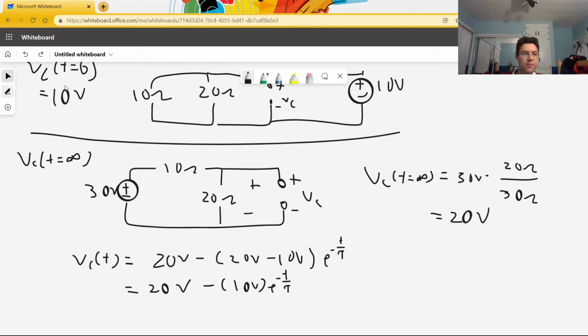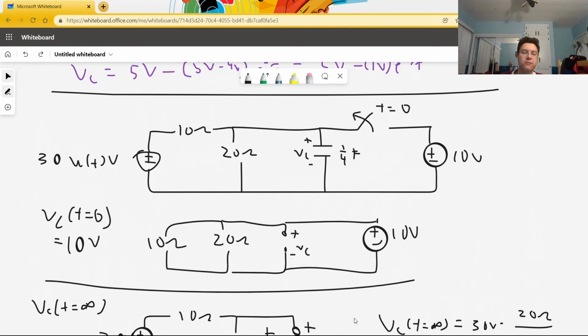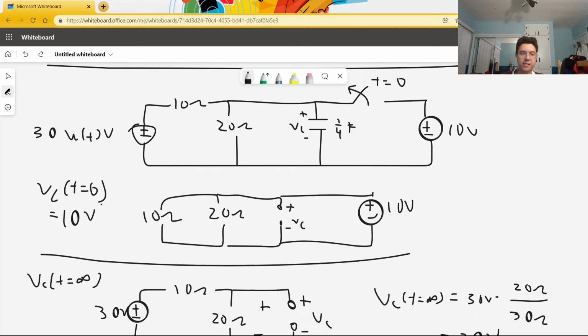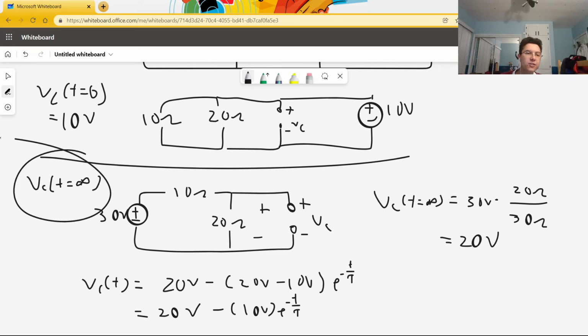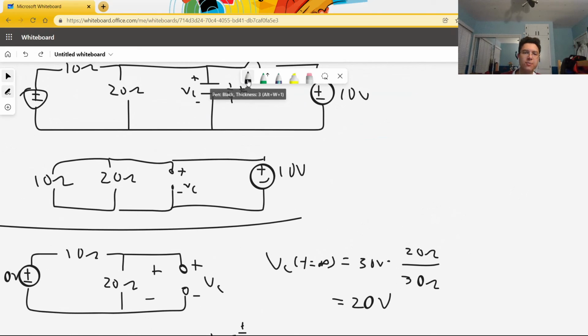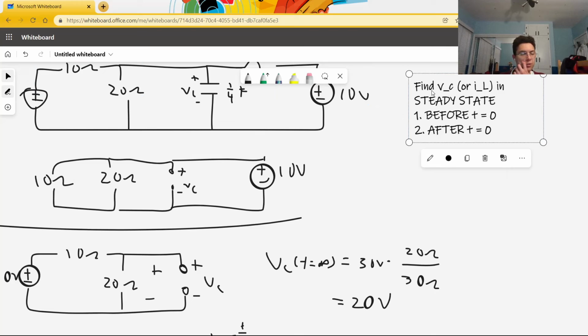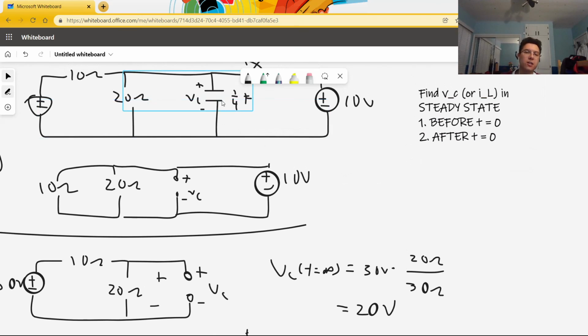Note that this exact same procedure can be carried out if you had a circuit with an inductor in it. You would simply perform circuit analysis until you determine the current of the inductor in the steady state before t equals 0 and in the steady state after t equals 0. So the steps are simply find the voltage across the capacitor or the current in the inductor in the steady state before t equals 0 and after t equals 0. And to determine the steady state, you can treat a capacitor as a break and an inductor as a short.